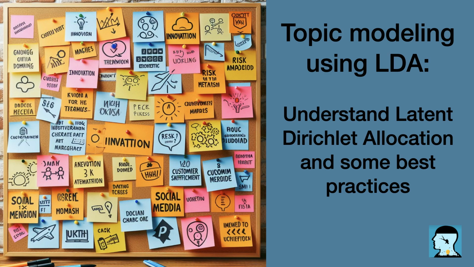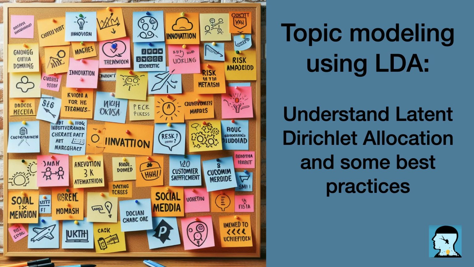The choice of alpha depends on the nature of the dataset. If the documents are expected to focus on a few main topics, a low value of alpha might be appropriate. However, if the documents are likely to cover multiple topics, a higher value of alpha might be more suitable.